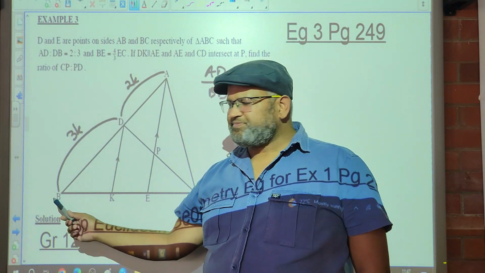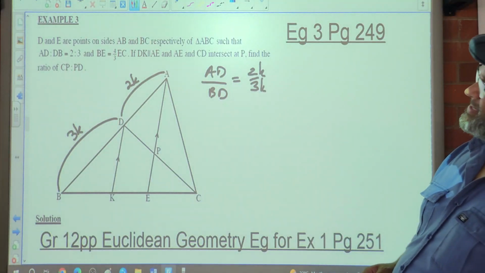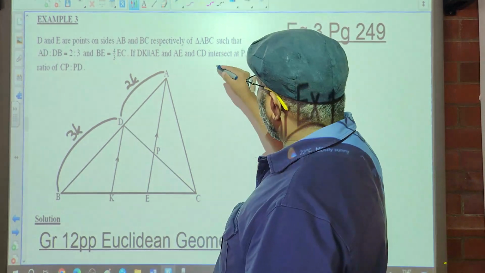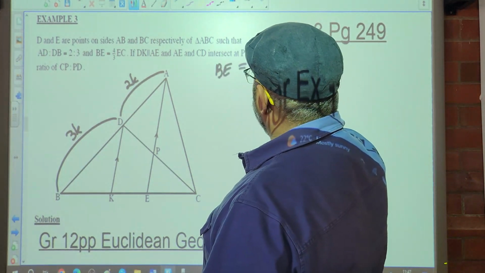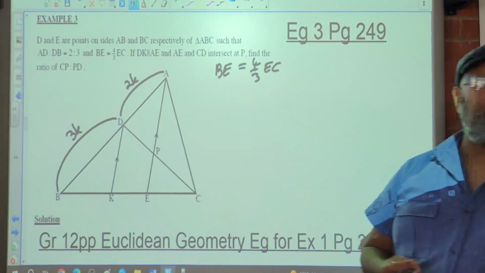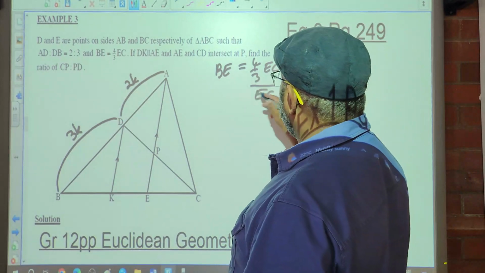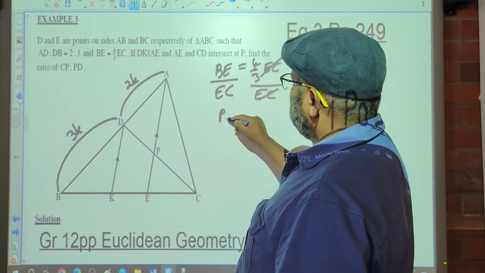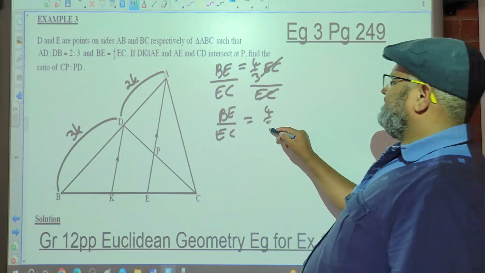You all understand? Okay. So then you are told that BE is equal to 4 over 3 EC. So again, we want it in fraction form or ratio form. Not so. So we're going to divide both sides by EC. That cancel. So BE over EC is going to be 4 over 3.